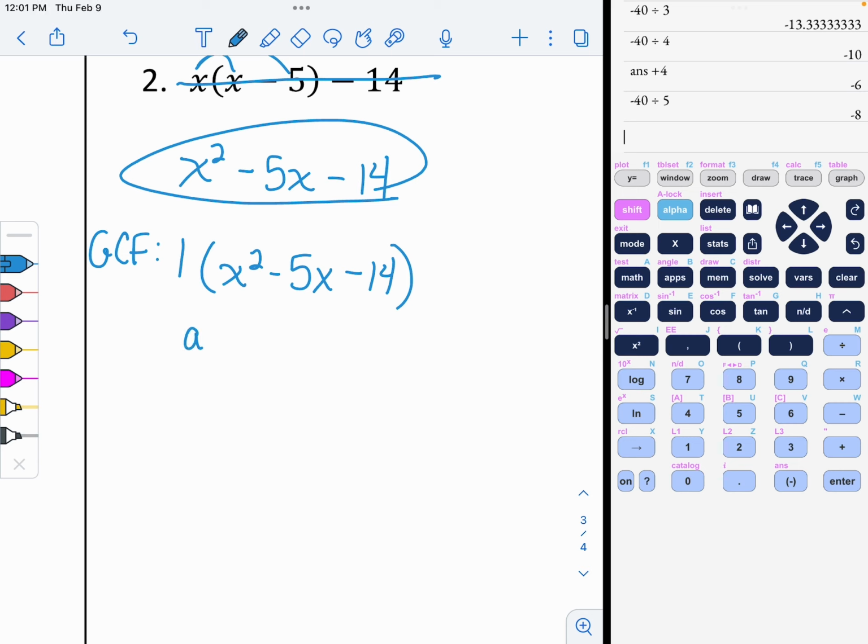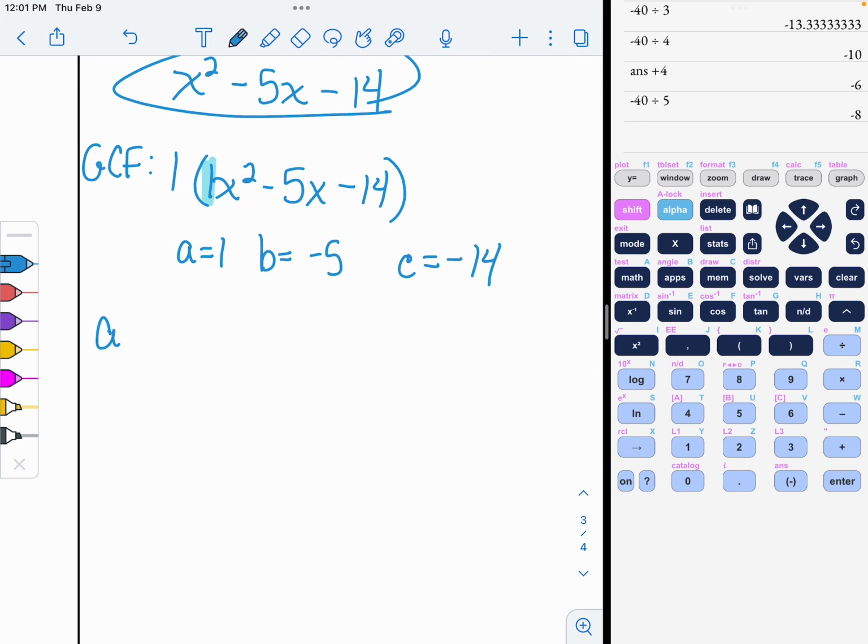Okay, so A is 1 because of the 1 there, just like the last problem. B is negative 5 and C is negative 14. Just be careful with that 1. That tends to trip kids up. So I got my A, C, and my B.